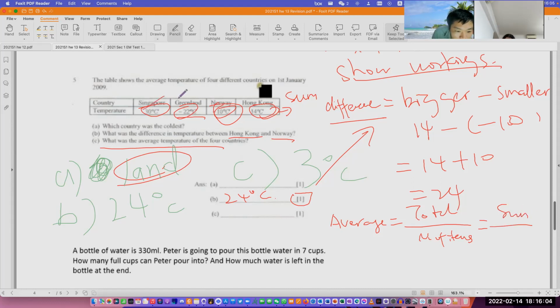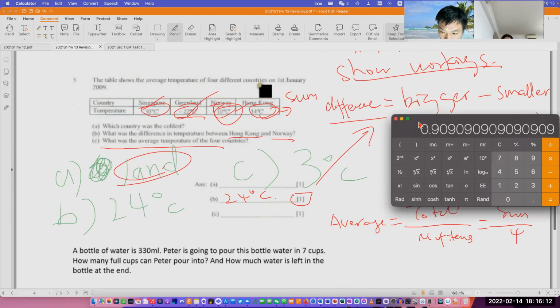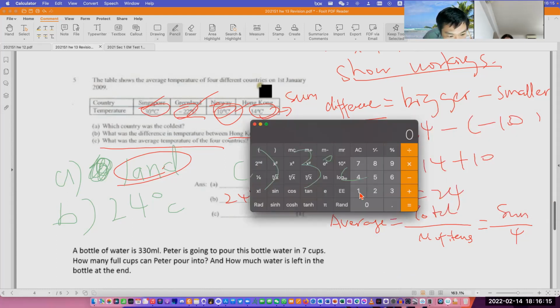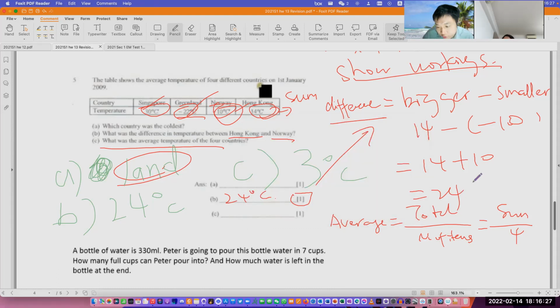Total number of items: 1, 2, 3, 4. So you have to figure it out. I can do it here to sum it up. I can use my calculator. So I have 30 minus 22 and minus 10, and then plus 14. Then I divide by 4. Yes, so it's 3 degrees Celsius. Okay, good.